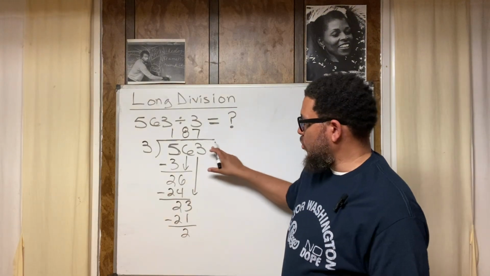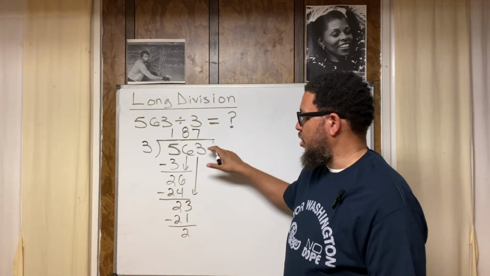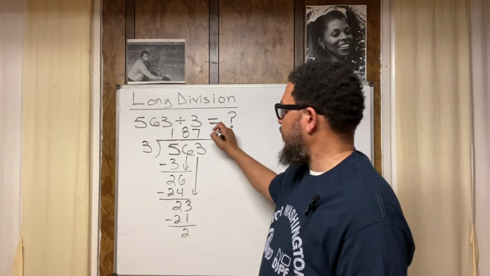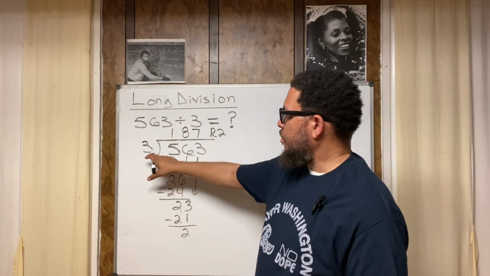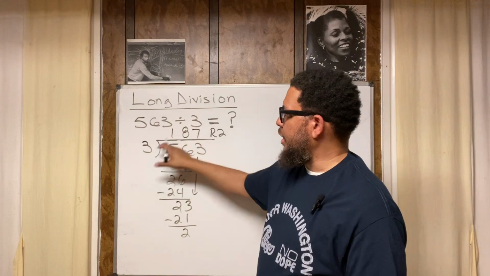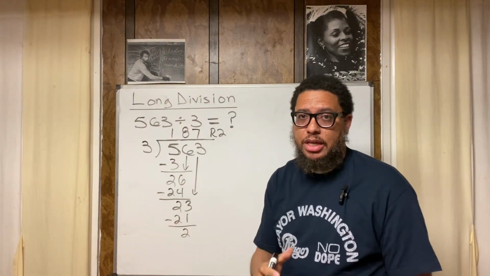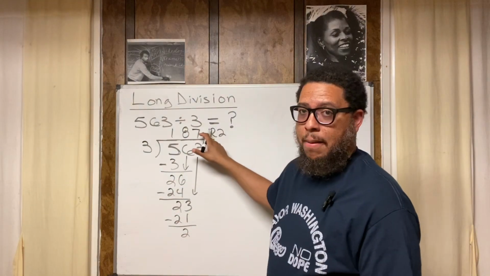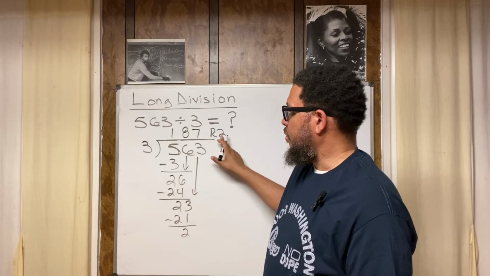We got no more digits to bring down, right? No more digits to bring down. We used our 5, 6, and our 3, right? We could stop right there and say, okay, the answer is 187, remainder 2. Meaning, what does this mean? This means that 187 threes can fit into 563. Because what was our original question? How many threes can fit into 563? 187 of them can fit in there with 2 left over, right?